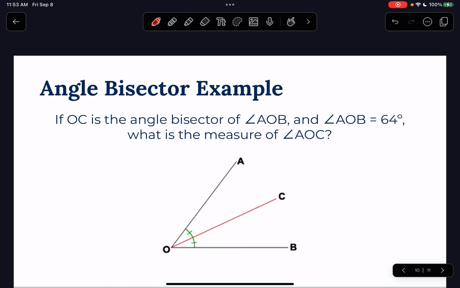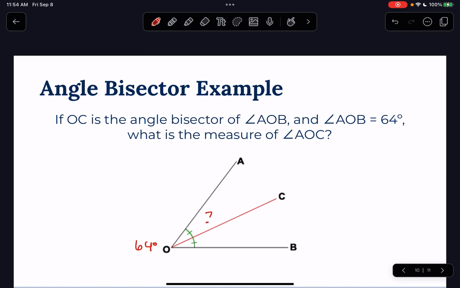We're going to do something similar here. It says if OC is the angle bisector of AOB, if AOB, my entire angle, is 64 degrees, what is the measure of angle AOC? Now this time I gave you the entire angle, but we know by the definition of the angle bisector that we're splitting it into two equal pieces.